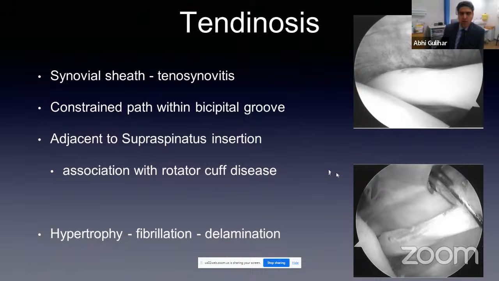Now, with time, the inflammation leads to hypertrophy, and then there is fibrillation of the tendons. So in the bottom right image, you can see there's been damage over time and the tendon has been delaminated. And this is not something that happens overnight. This happens over usually months or years due to tendinosis.